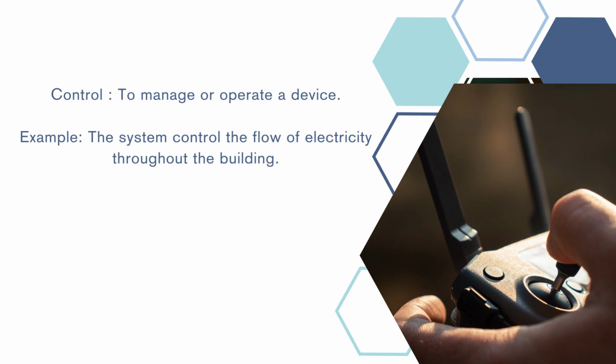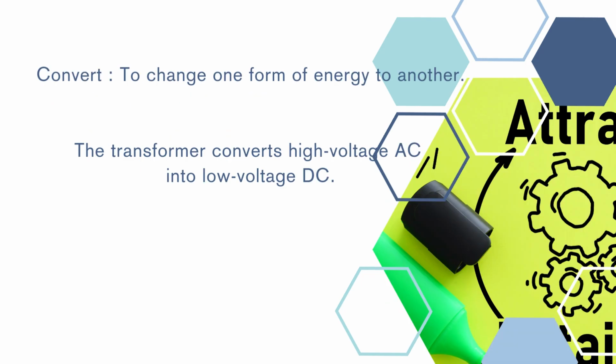Control, to manage or operate a device. Example, the system controlled the flow of electricity throughout the building. Convert, to change one form of energy to another. The transformer converts high voltage AC into low voltage DC.